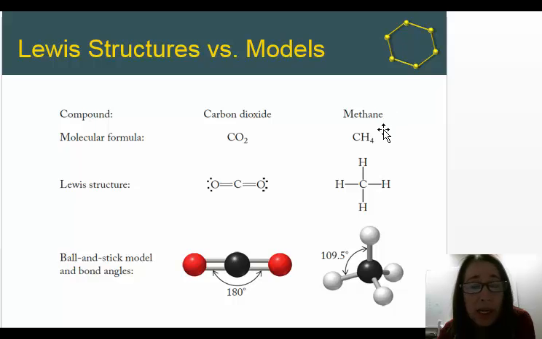Let's take a look at methane. Its chemical formula is CH4, and its Lewis dot structure has a central atom of carbon and 4 hydrogens bonded to it with a single bond. If we look at the Lewis dot structure, we would think that the bond angles are 90 degrees. And that's because our Lewis dot structure is in two dimensions. That's not actually the case. The bond angles between the carbon-hydrogen bonds are actually 109.5. So, what's going on here?